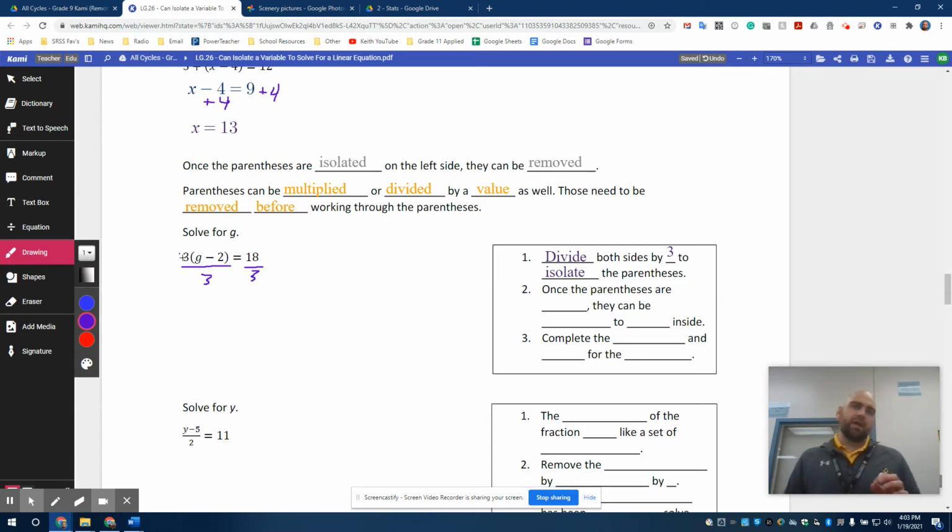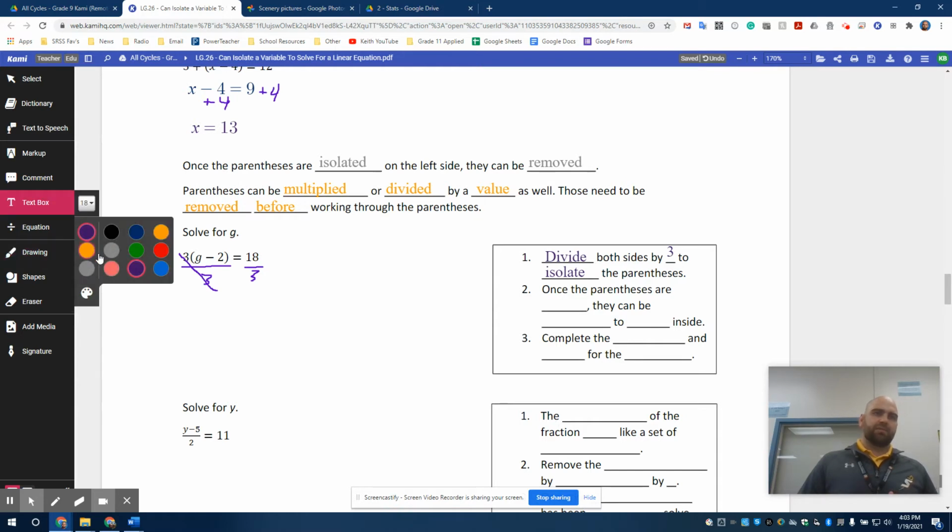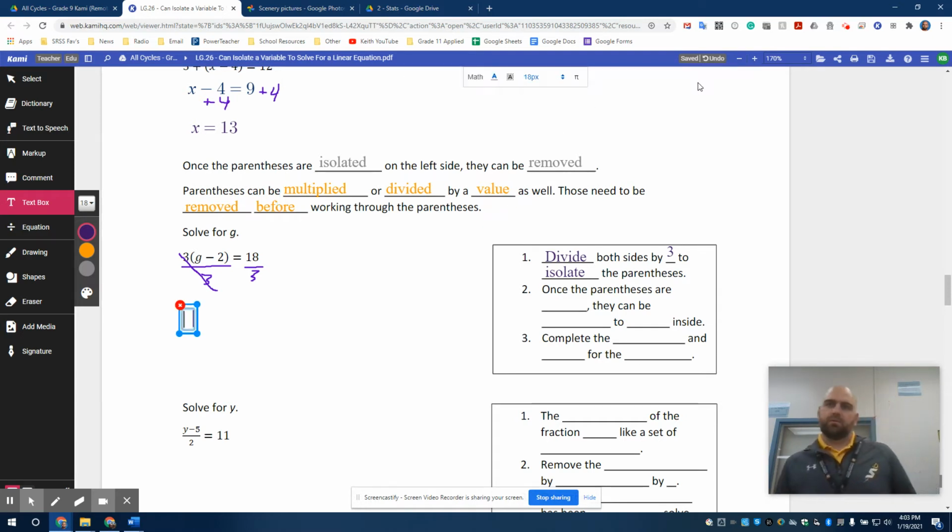Now, when we're doing this here, these threes cancel out because these two things are being multiplied together. So we think of it as just that multiplication. We're dividing by 3. That's all it's getting rid of. And then this side is going to be divided by 3 as well. And so what that's going to leave us here is g minus 2 is equal to 18 divided by 3, which is 6. That leaves us with g minus 2 is equal to 6.